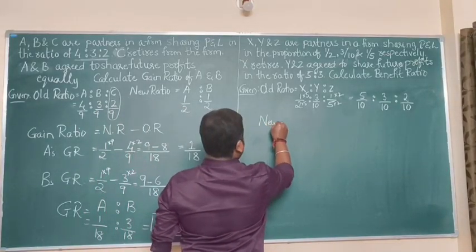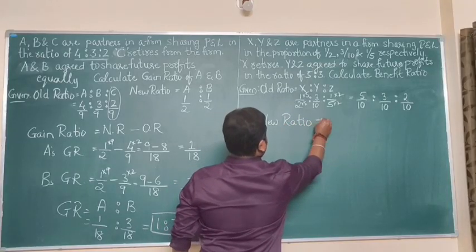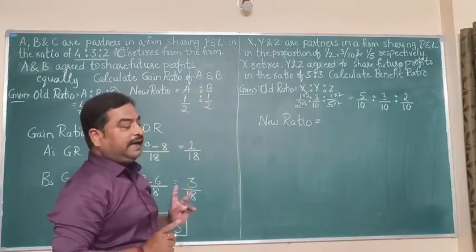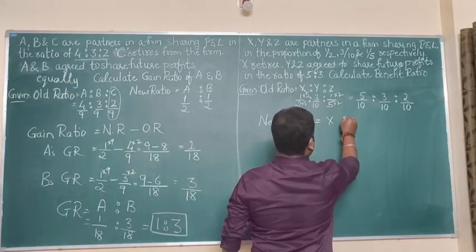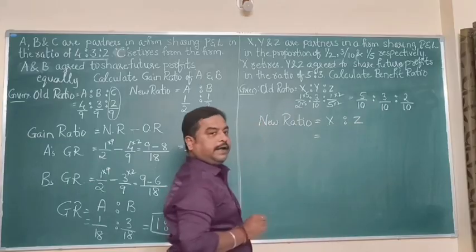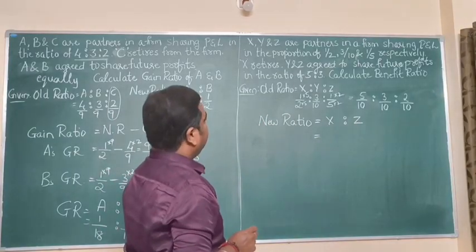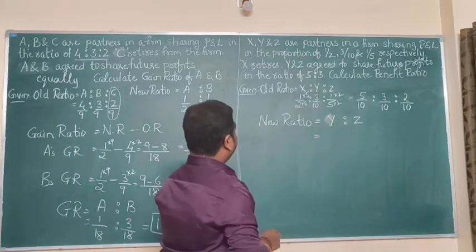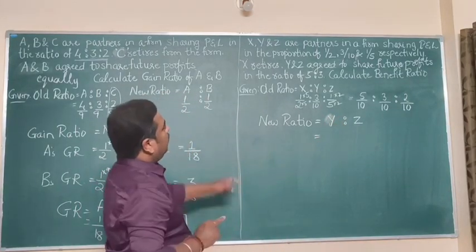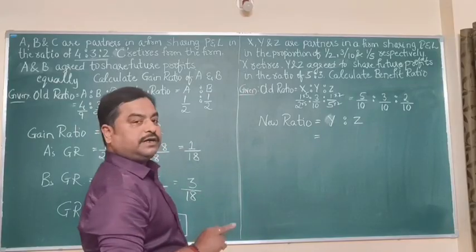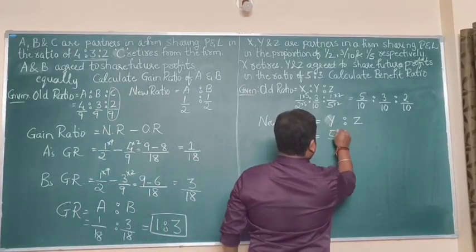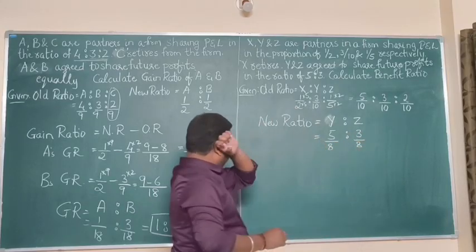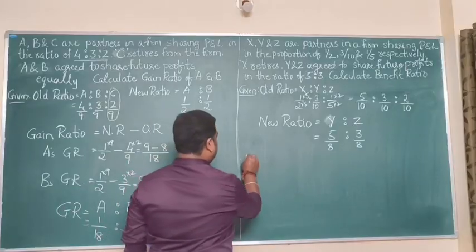What is the new ratio? Who is retiring? X retires. So new ratio will be of Y is to Z. Okay? New ratio is equal to, X is retiring, so Y is to Z. What is their share now? Y and Z agree to share the future profits in the ratio of 5 is to 3. 5 by 8, 3 by 8. Formula will be simple.